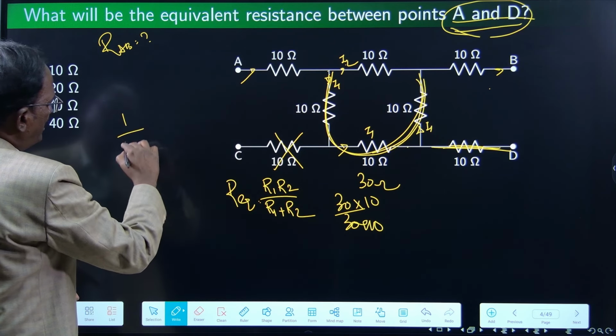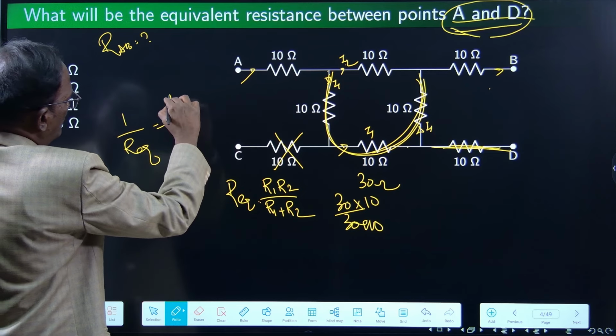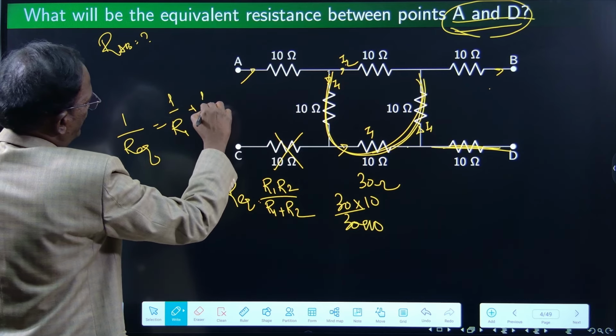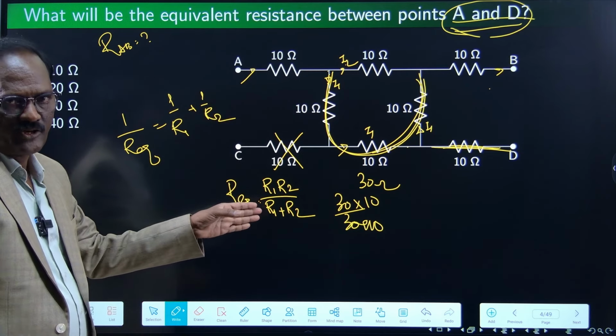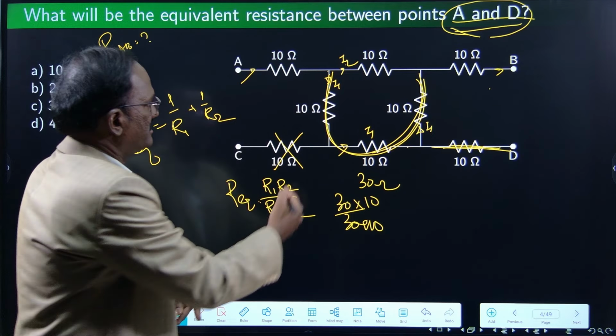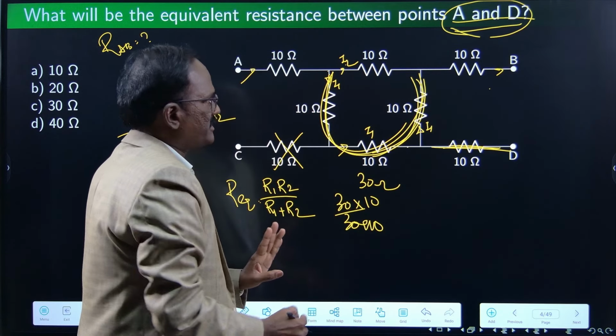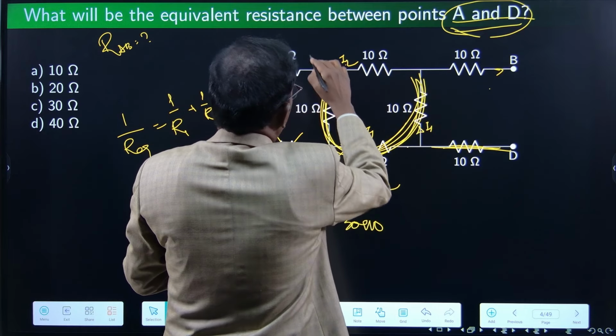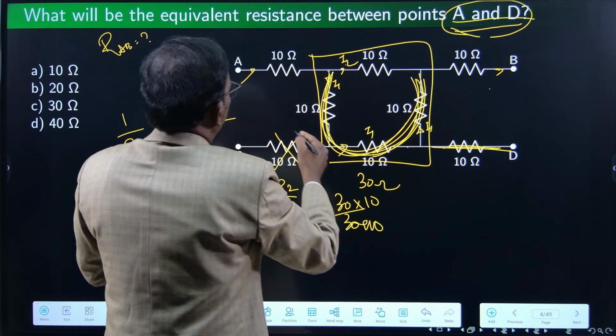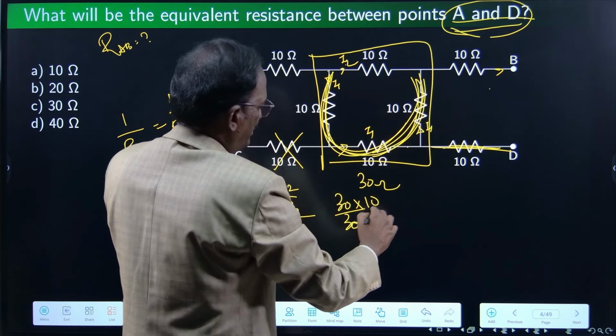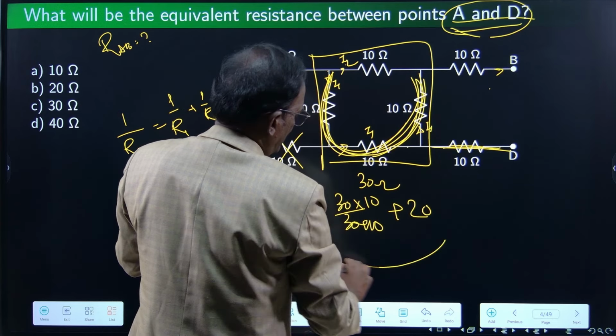Instead of writing 1 by R equivalent is equal to 1 by R1 plus 1 by R2, we can use this formula also if there are two resistors, right? So this is 30 ohms, this is 10 ohms. 30 into 10 divided by 30 plus 10 will be the combination of this part. Then this plus 10, this plus 10, 20 plus this is the answer.